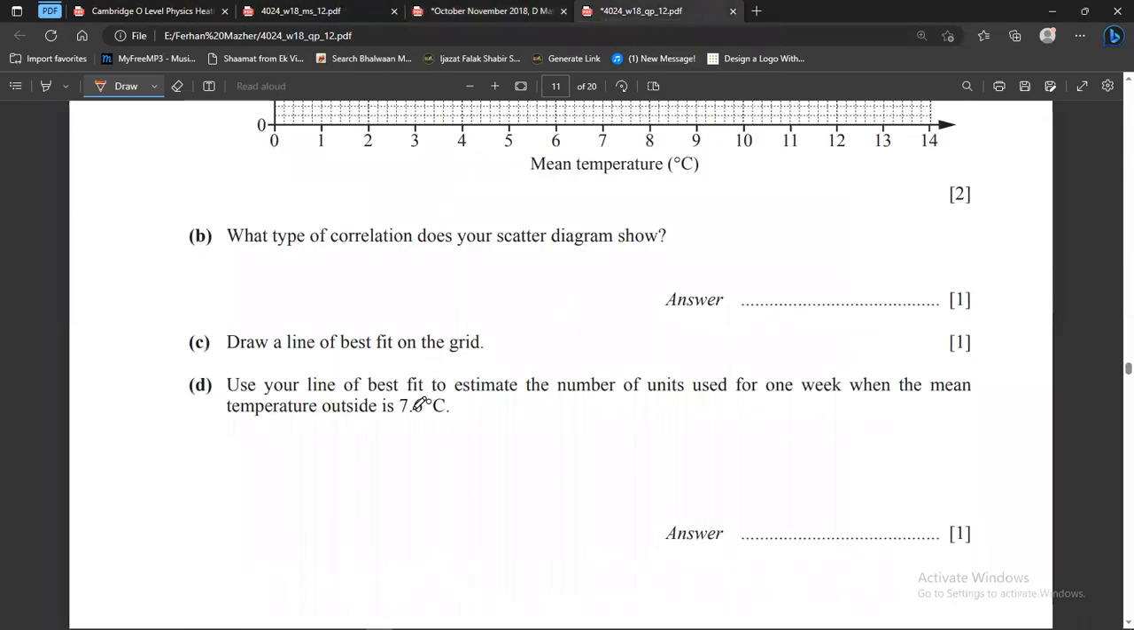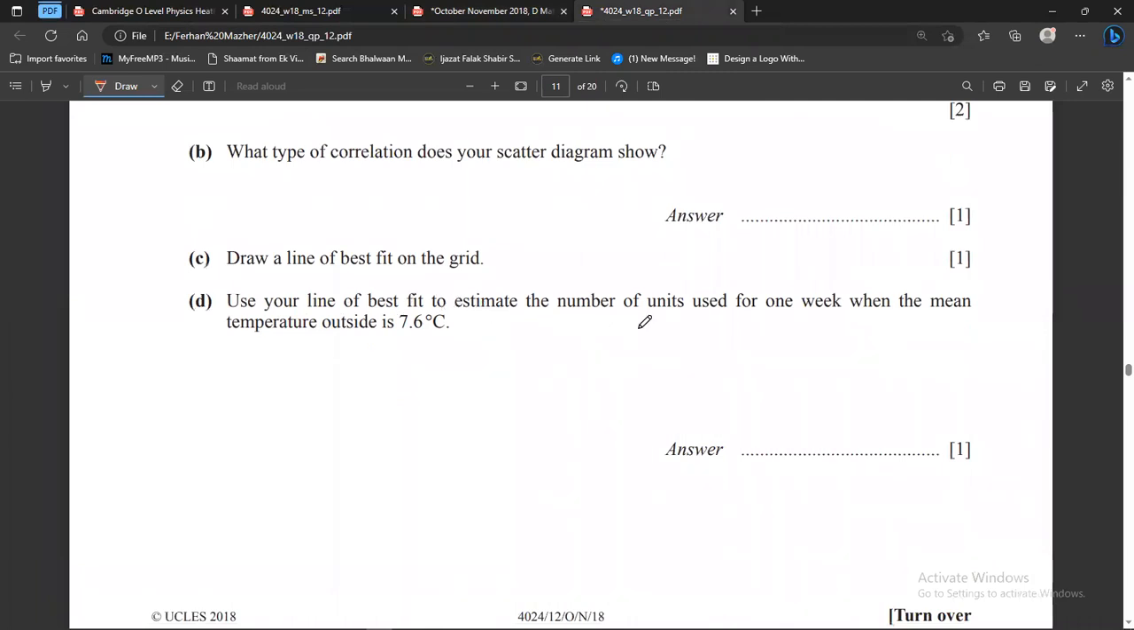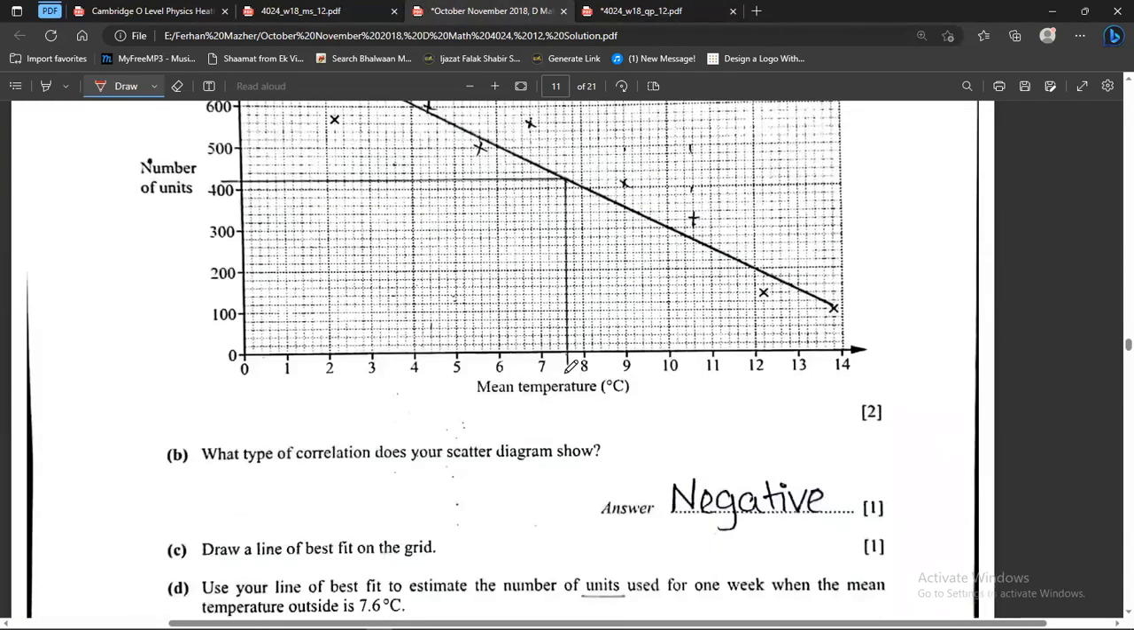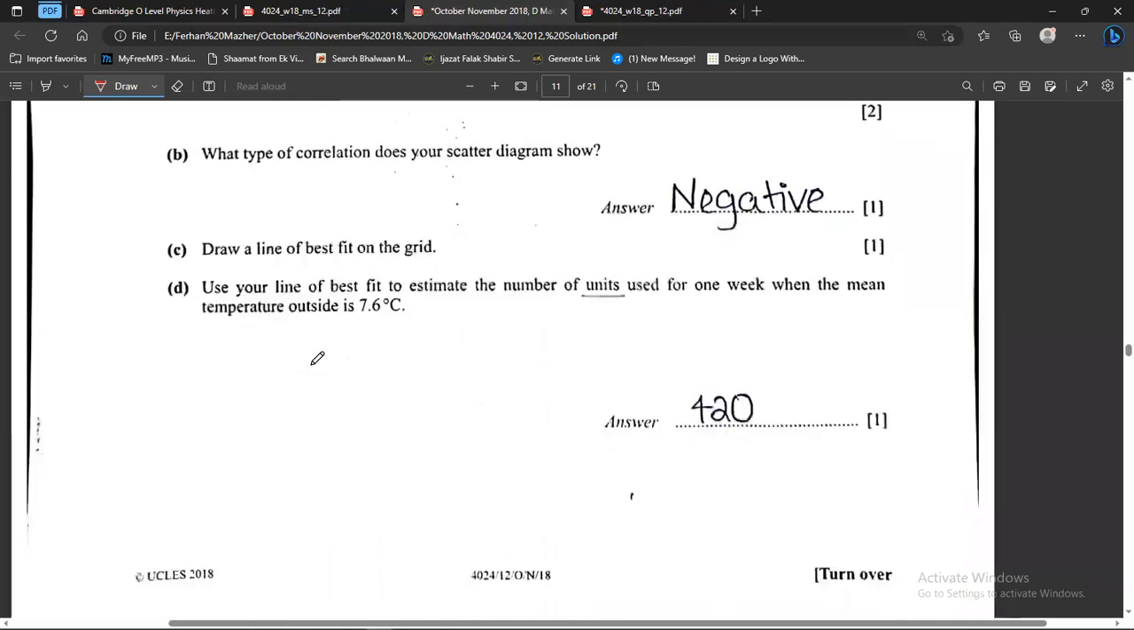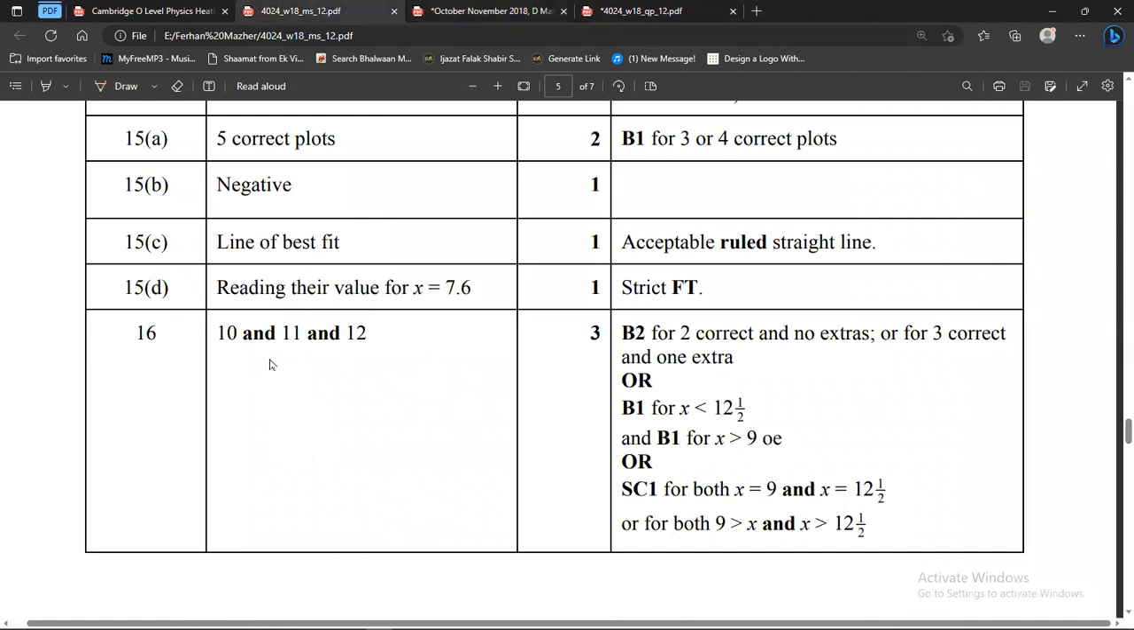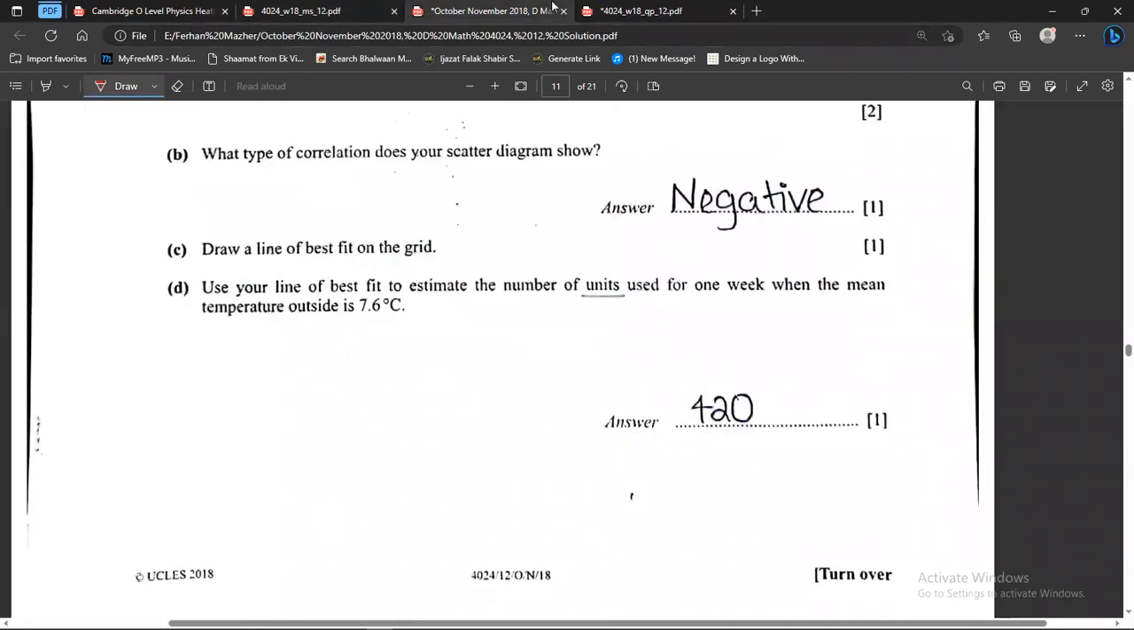Once you have done that, the question is, use your line of best fit to estimate the number of units used for 1 week when the mean temperature outside is 7.6. So the mean temperature is 7.6 here. From 7.6, I will go up until I touch the line of best fit. Then I will go to the y-axis and check the value. Here it is something like 420. 420 is my answer, reading the value for x equals 7.6. So our answer is right.